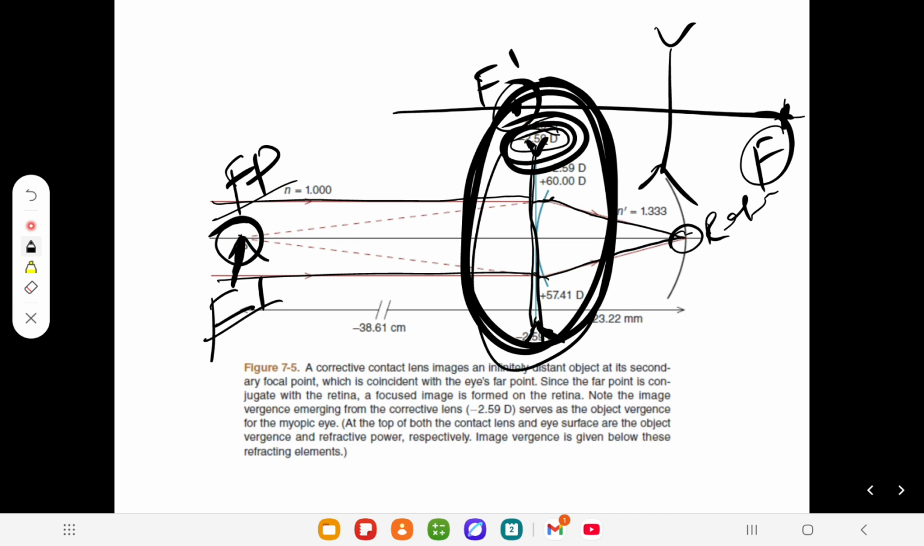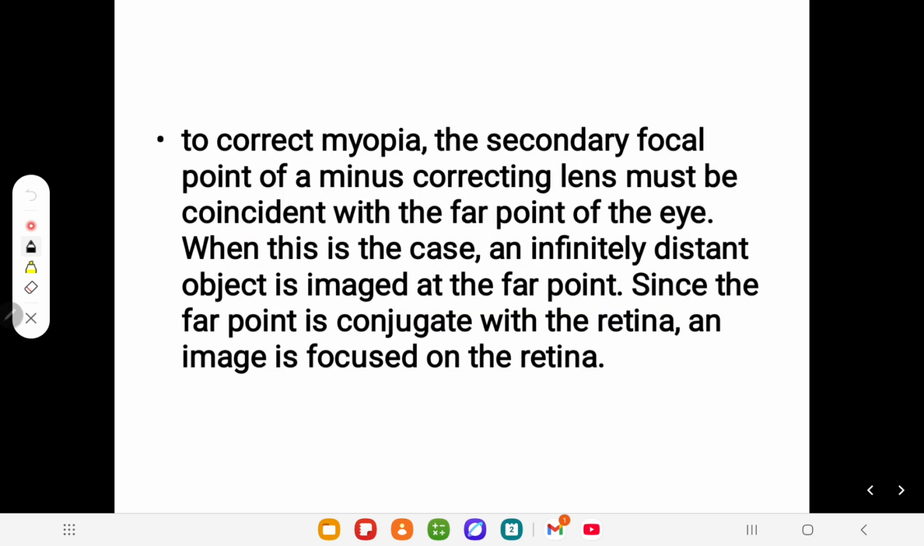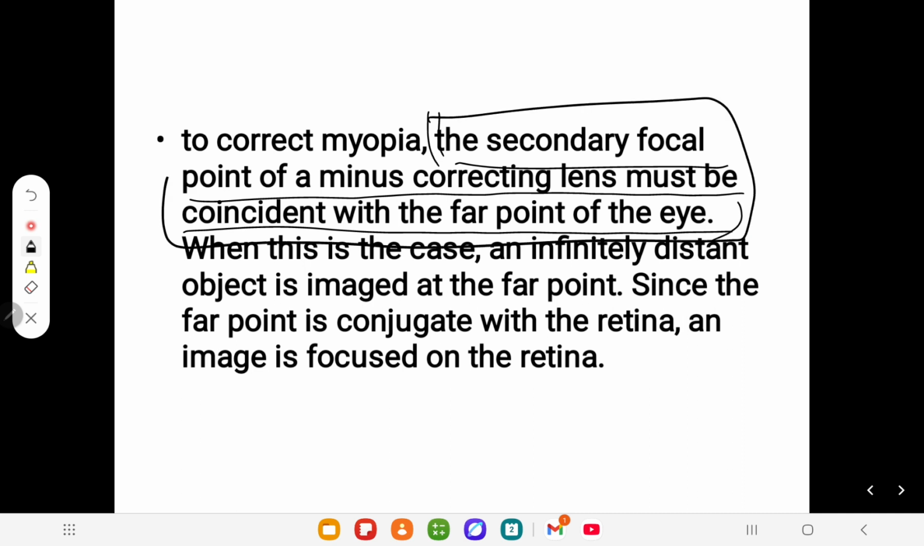And the same thing I am going to explain about hyperopia. So let's discuss. To correct the myopia, the secondary focal point of a minus correcting lens must coincide with the far point of an eye. This is the golden rule. You have to understand this point so that you understand the subjective refraction and principle of subjective refraction.